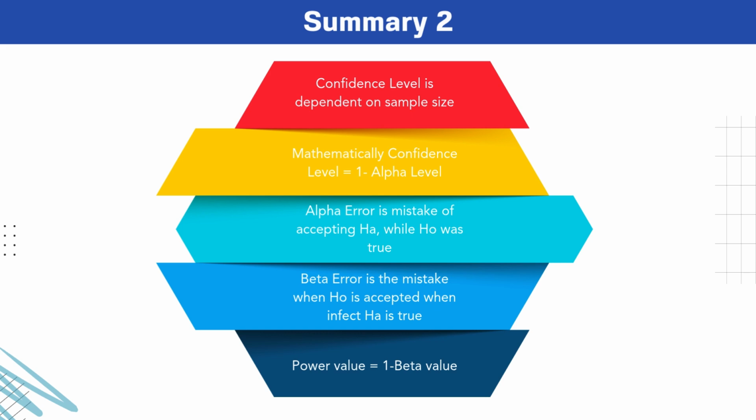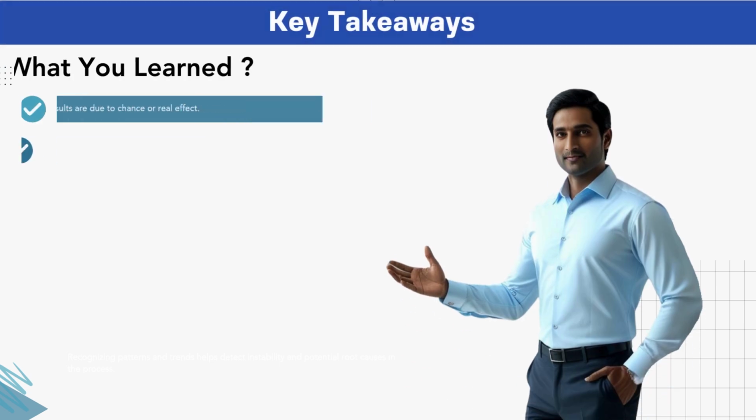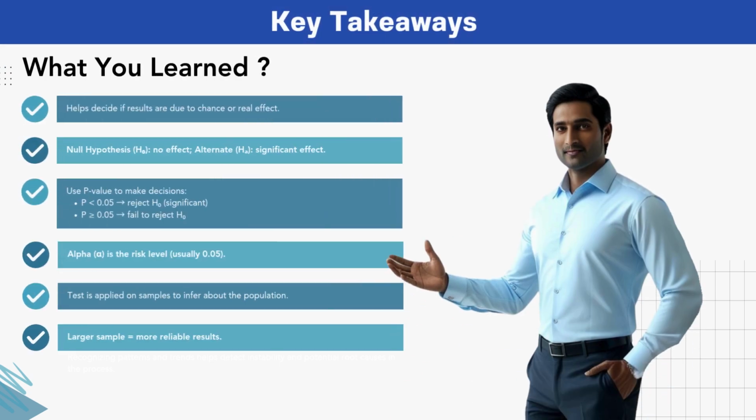Bottom. Power equals 1 minus beta. The power of a test is your ability to detect a true effect when it exists. Higher power means lower risk of a type 2 error. A good hypothesis test should aim for power greater than or equal to 80%, meaning beta less than or equal to 0.20. Let's wrap up this session with the key takeaways.